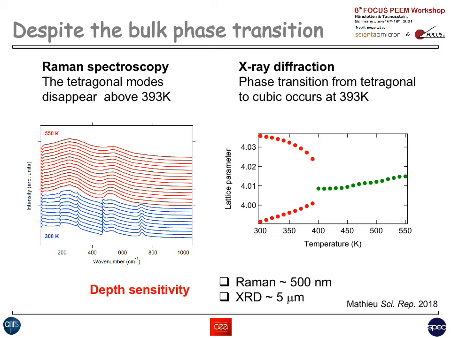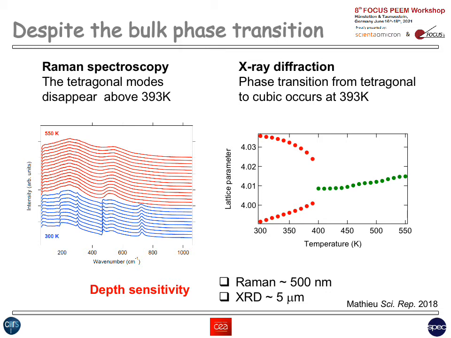Our sample, we've checked first that it's well-behaved barium titanate by looking at the phase transition using Raman spectroscopy, and here we can see that the characteristic modes associated with the tetragonal structure disappear at the Curie temperature, leaving only the modes associated with the cubic structure.